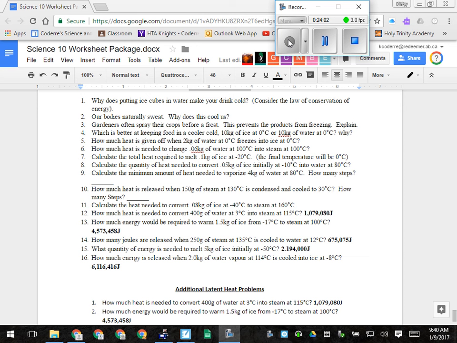We talked about this one already. Which is better at keeping food in a cooler cold, 10 kilograms of ice or 10 kilograms of water? Well, 10 kilograms of ice. Even though they're the same temperature, ice still has to change state. And for every gram of ice that's in there, that's 333 joules of energy that can be absorbed.